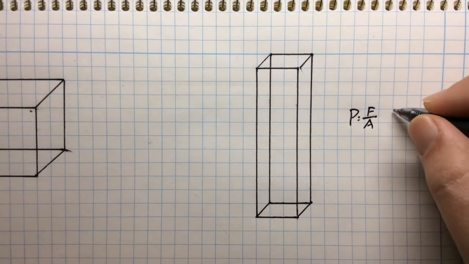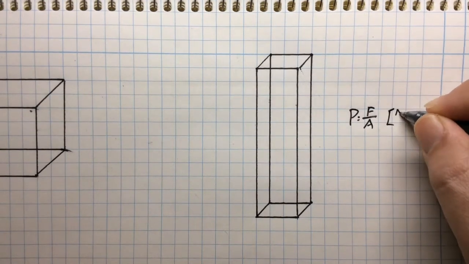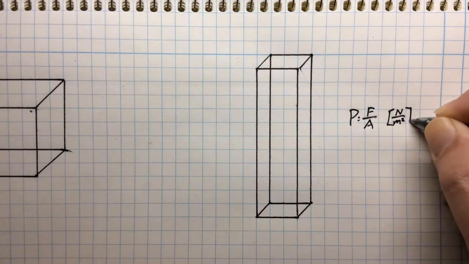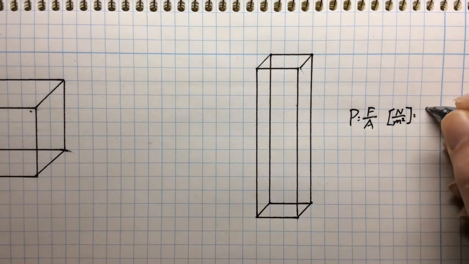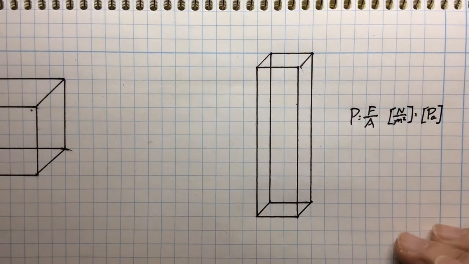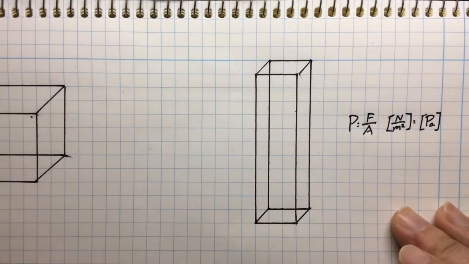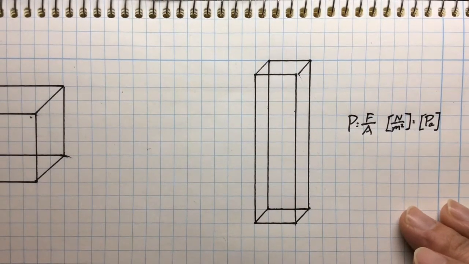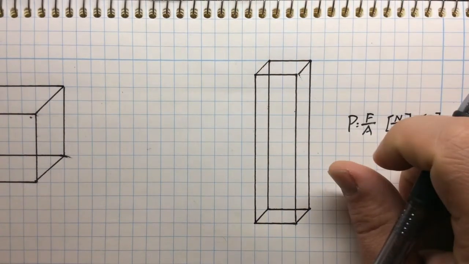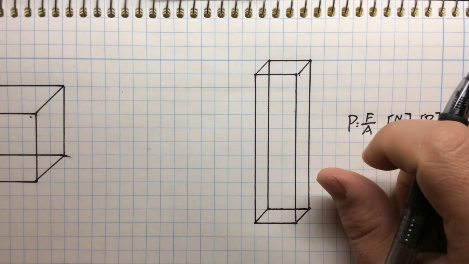If we look at the units of pressure, force is in newtons, and area is going to be standard meters times meters, so meters squared. We're also going to call this the Pascal, the Pa. So if you ever hear us talking about pascals, we're talking about pressure. What we're going to do is look at how you can have pressure based upon the fluid, or the thing that's on top of you.